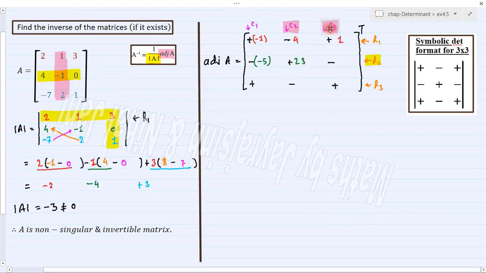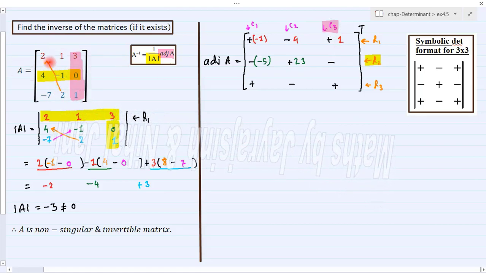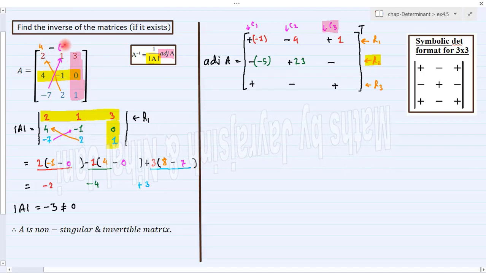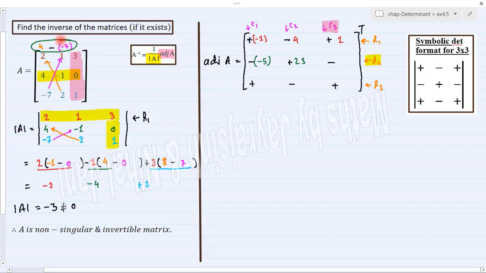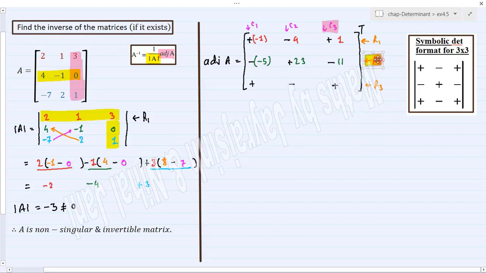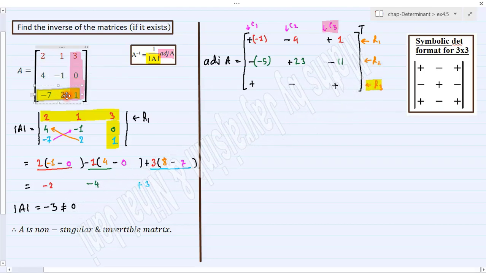Now the last element is in last column. So 2 2s are 4 minus 7 1s are minus 7. So 4 plus 7 will be 11. So we get the element of second row.